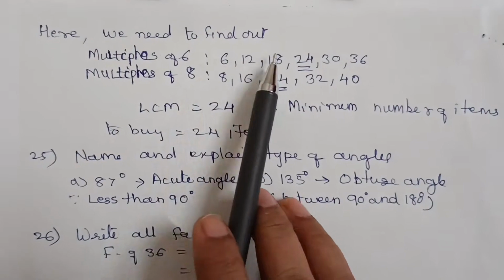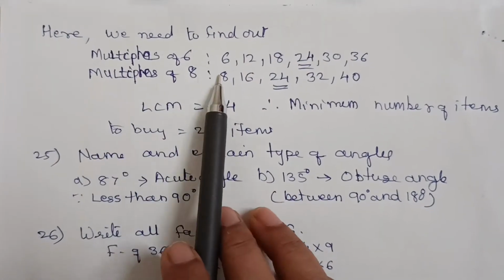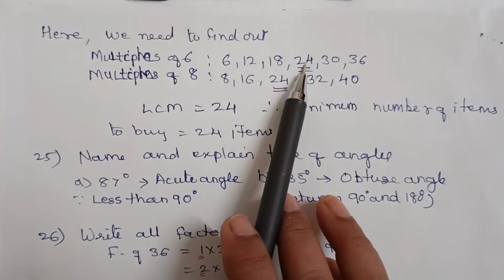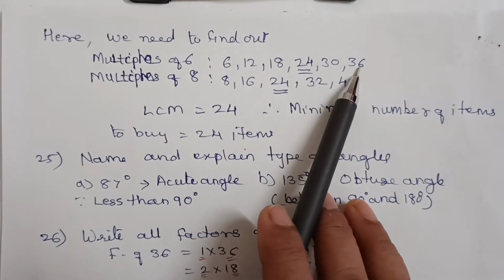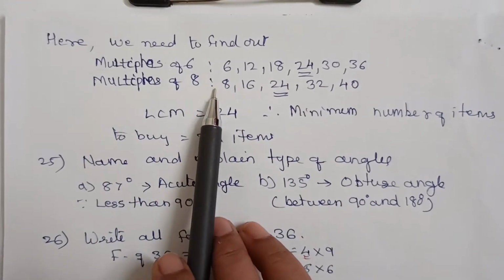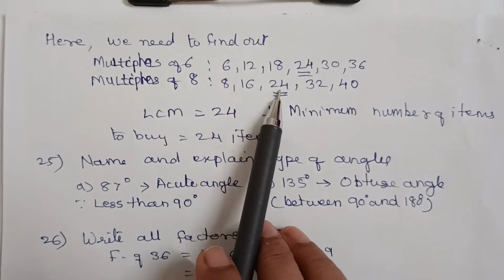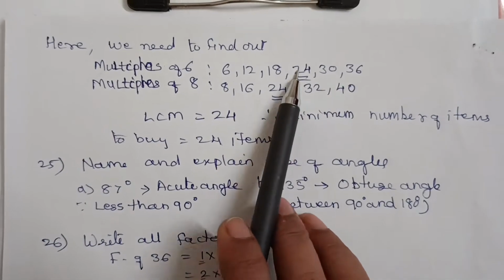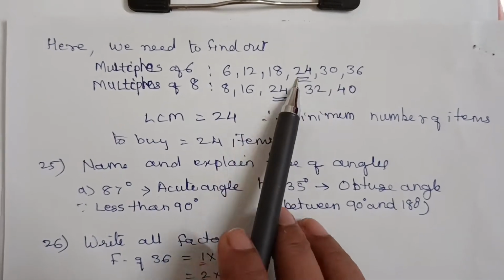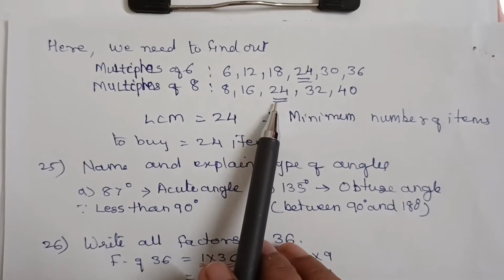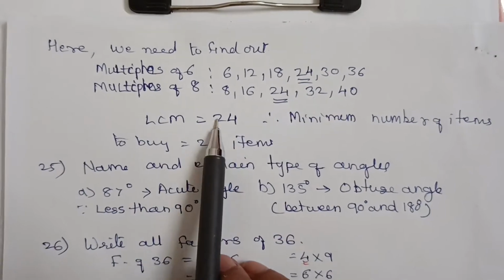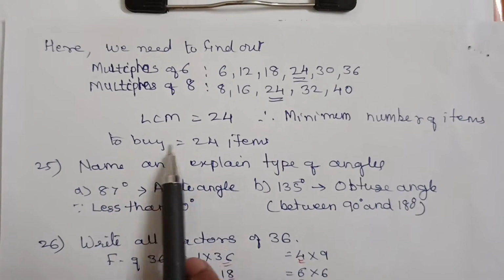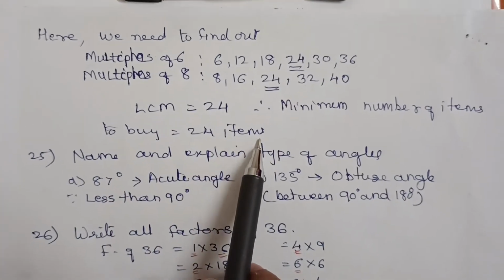Here we need to find out multiples of 6 and multiples of 8. 6 1 is 6, 6 2 is 12, 6 3 is 18, 6 4 is 24, 6 5 is 30, 6 6 is 36. And multiples of 8 are 8 1 is 8, 8 2 is 16, 8 3 is 24, 8 4 is 32, 8 5 is 40. And the lowest common multiple is 24. Here the LCM is 24. Therefore minimum number of items to buy is 24 items.